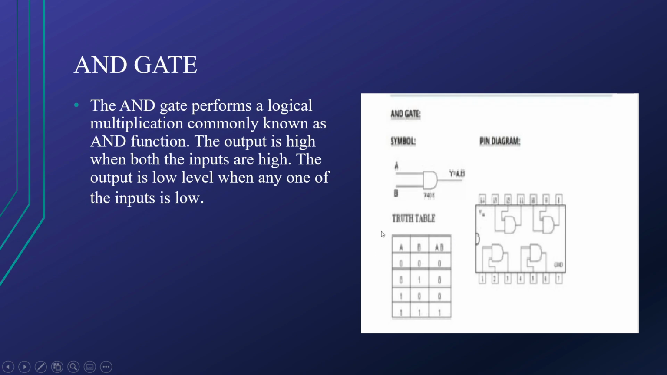When you give input as 0 0, you will be getting the output as 0, and when you give 0 1, you will be getting 0, and when you give 1 0, you will be getting 0, and when you give 1 1, you will be getting 1. So this is the pin diagram for AND gate.